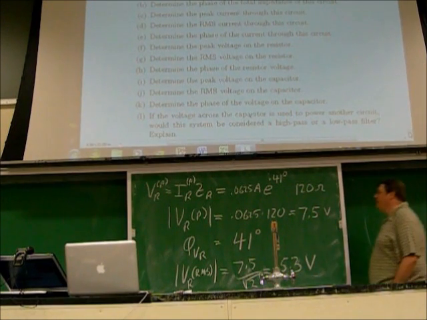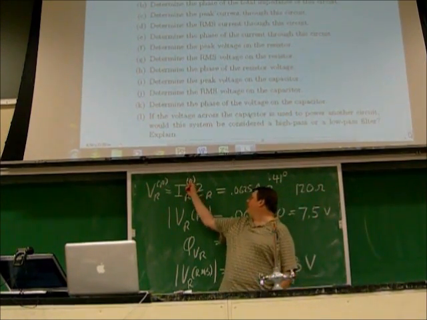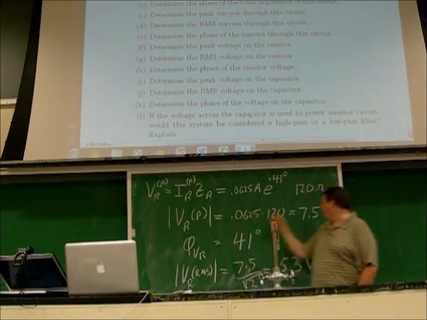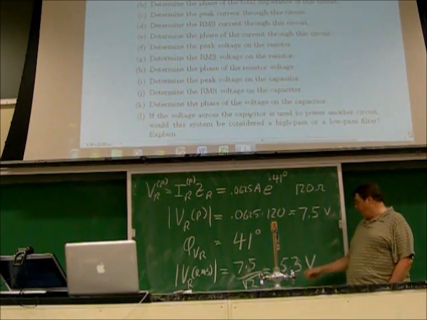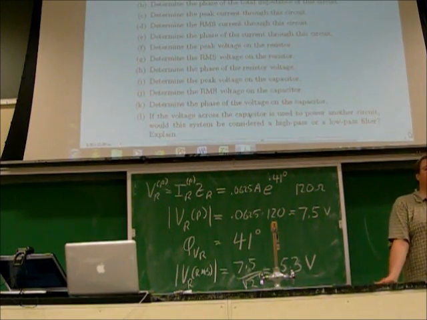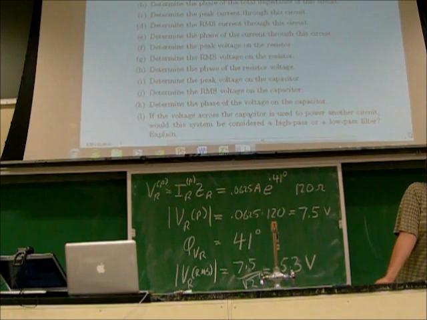The question was, if we had chosen to do this by writing RMS in this equation, and we had put I RMS here, would we have gotten 5.3 there, and then multiplied by square root of 2 to get 7.5 for the peak? And the answer is sure. Absolutely.